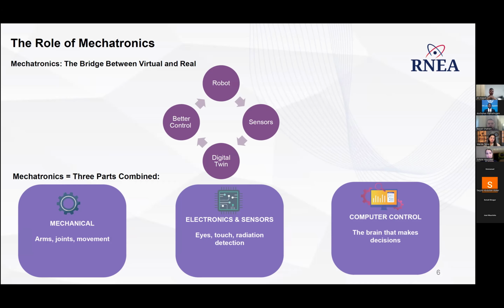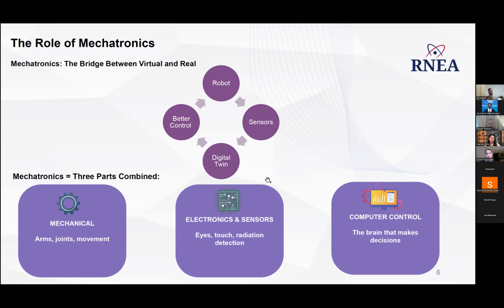So mechatronics is just a fancy word for combining three things. First thing, it's the mechanical parts. It's the arms and the legs of the robot. Second thing, electronics and sensors. They are the nerves and the senses. Third thing is the computers and control systems. It's the brain of the whole robot.